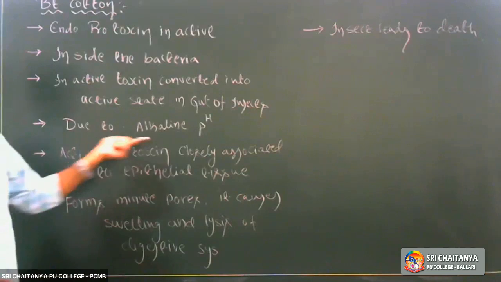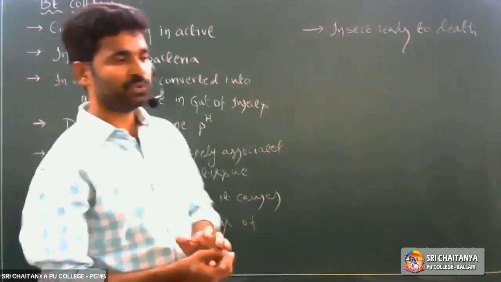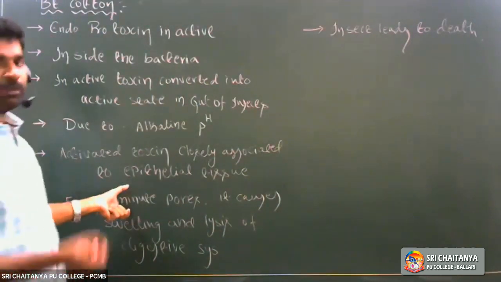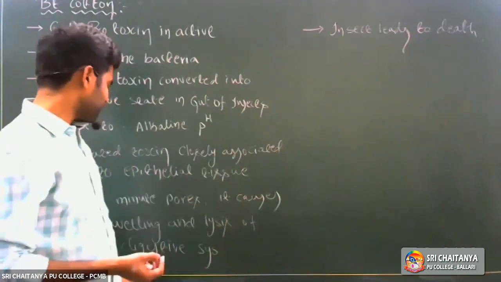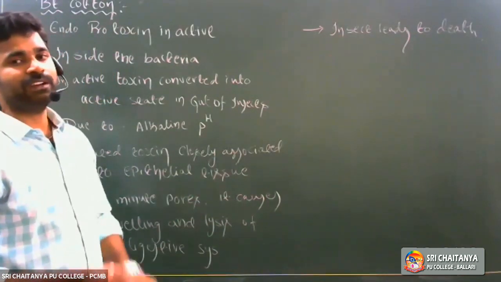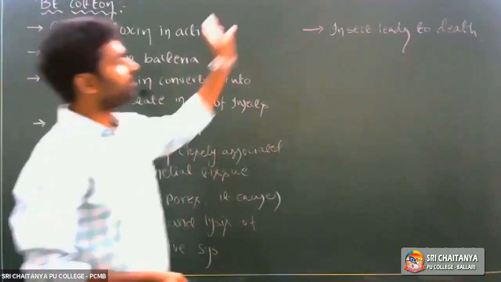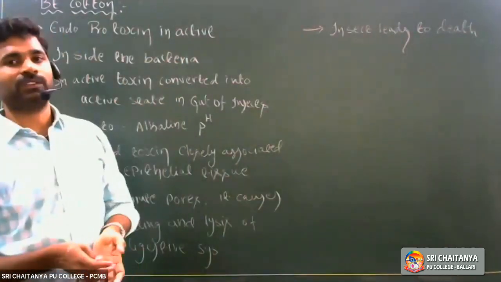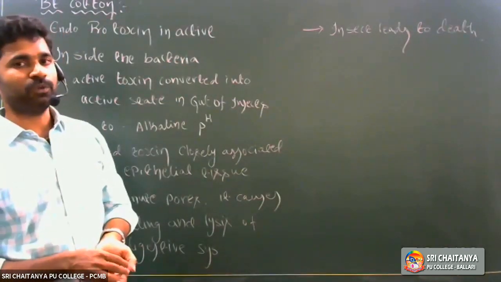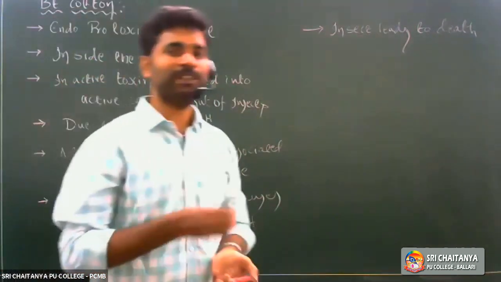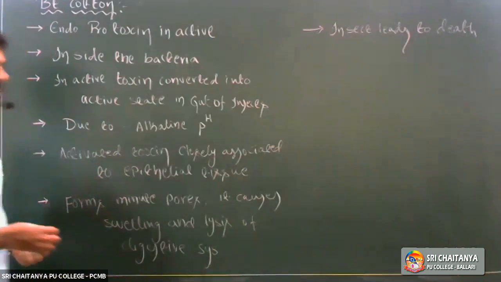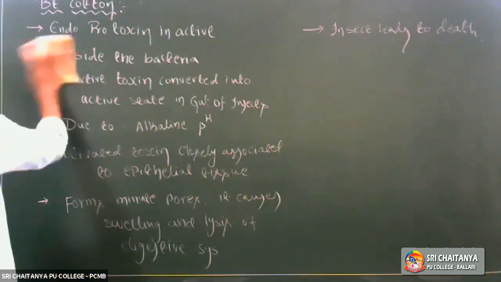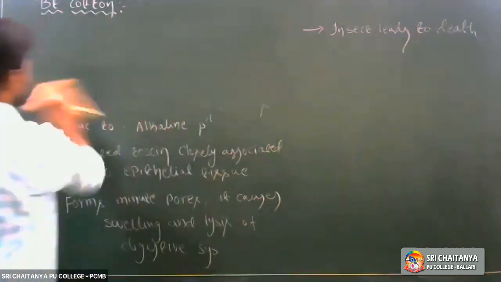Due to the presence of alkaline pH, the activated toxin closely associates with the epithelial tissues present in the digestive system and forms minute pore-like structures, minute holes. It causes swelling and lysis of the entire digestive system. So slowly that insect dies. In this way, the plant acts as a bioinsecticide or biopesticide. Okay, sir, how will we create bioinsecticidal plants using genetic engineering? Diagrammatically, I'll explain it to you one by one.